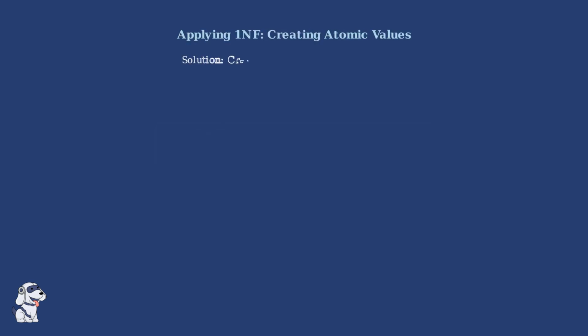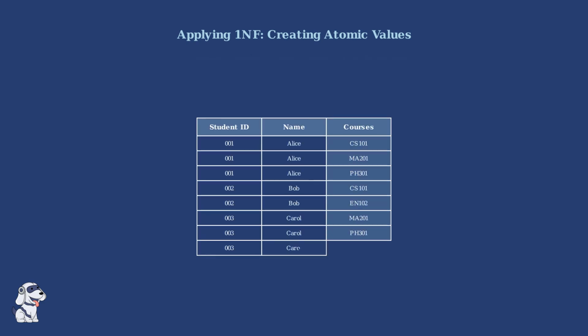To fix this, we apply first normal form by creating separate rows for each course. This ensures every cell contains only atomic, indivisible values. Here's our table after applying first normal form. Each course now has its own row, and every cell contains exactly one atomic value. Notice how Alice, who was taking 3 courses, now appears in 3 separate rows.